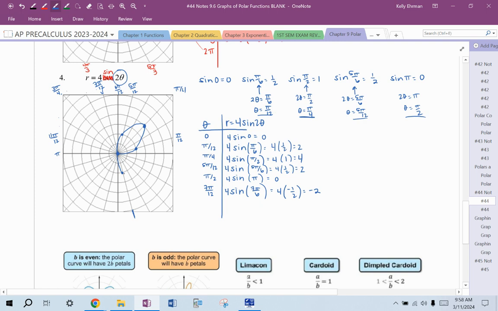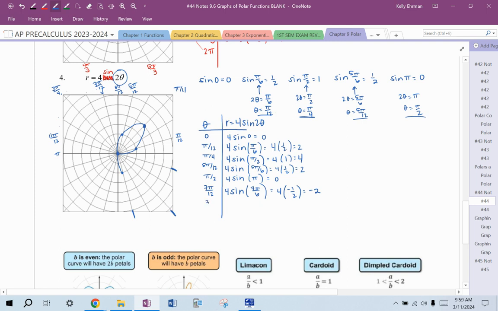Maybe this is enough for you to figure out like, oh, okay, the next petal is down here, and it's symmetric to this one. If that's enough information for you, then go ahead and plot the next 2 points. They're going to be at the pi over 4 angle and the pi over 12 angle. But if you're not there yet, just keep plugging stuff in.